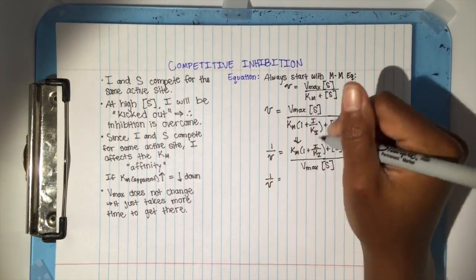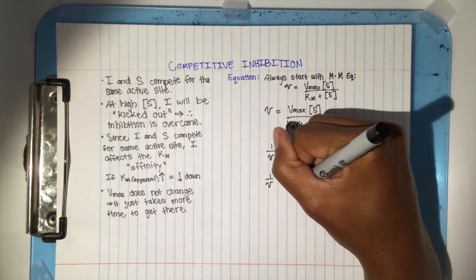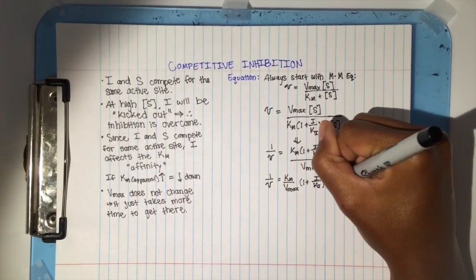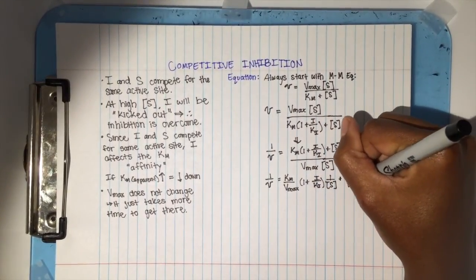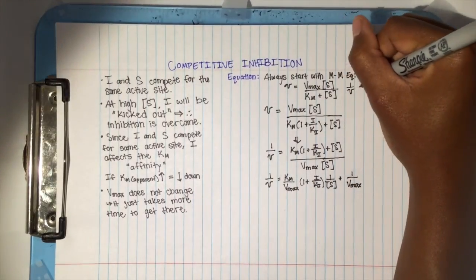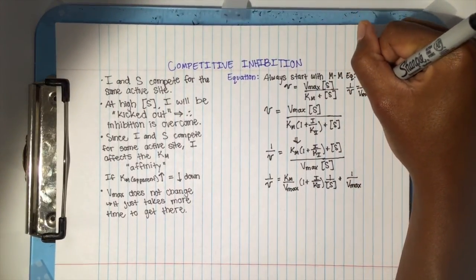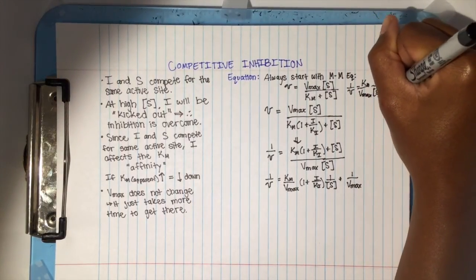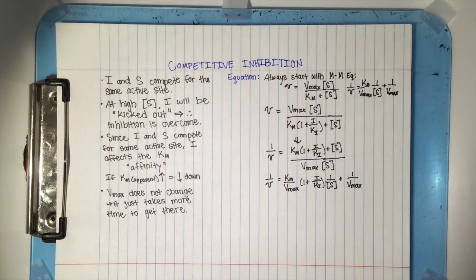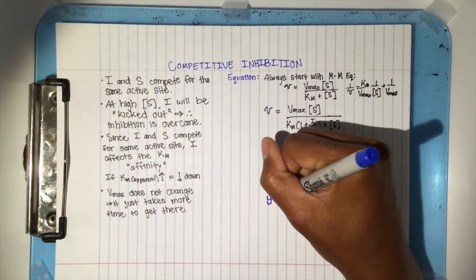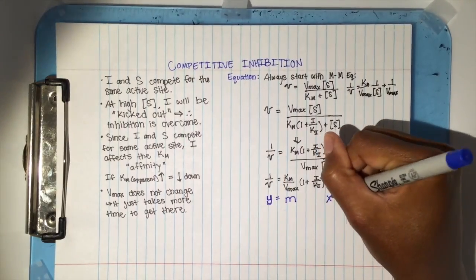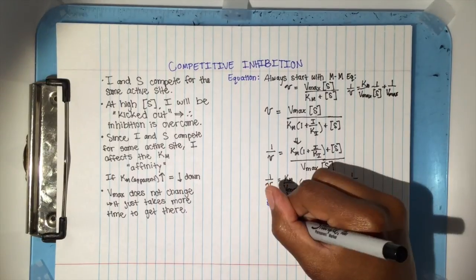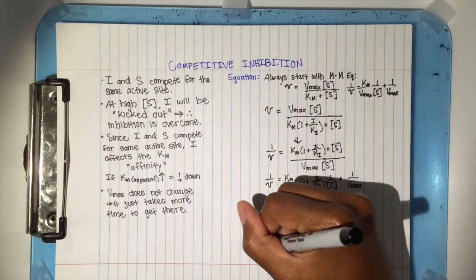Then, simplifying this equation more, we can write 1 over V as Km over Vmax times 1 plus I over Ki times 1 over the substrate plus 1 over Vmax. Similarly, we can rewrite our basic Michaelis-Menten equation in the Lineweaver-Burk format. Notice that the equation is y equals mx plus b. In other words, the equation is similar to our linear format, which now we can draw the graph.